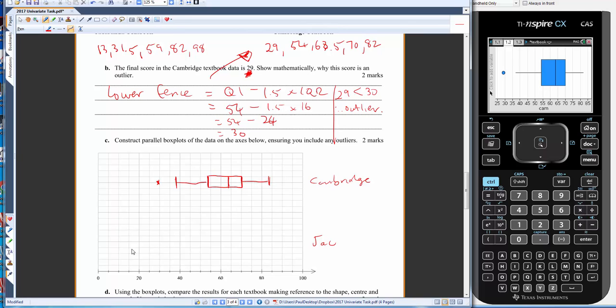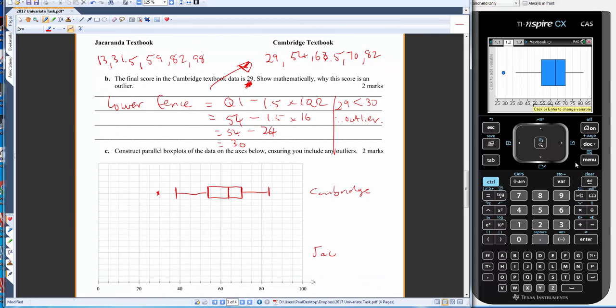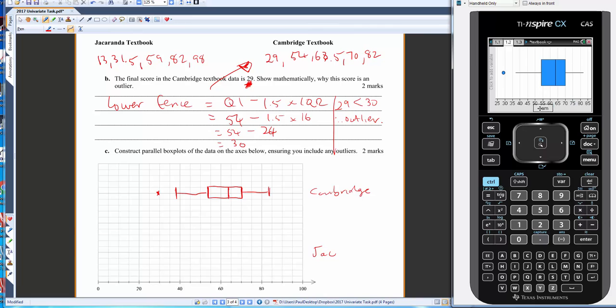Okay, so it's again important that you did rule this up. Okay, now let's do the 5-number summary for Jacaranda. Now they haven't told us anything about outliers, so it's probably best that we again get the calculator to do this. Alright, so no outlier, so that's all good. We can just put this data straight in.